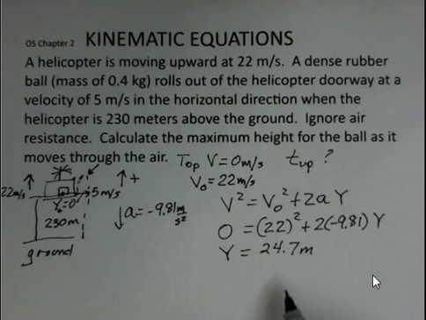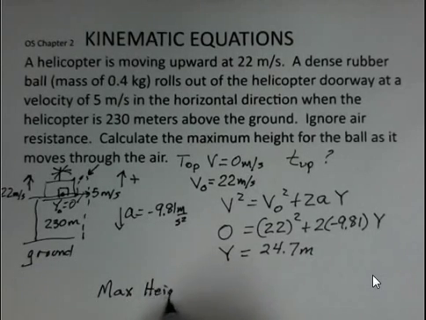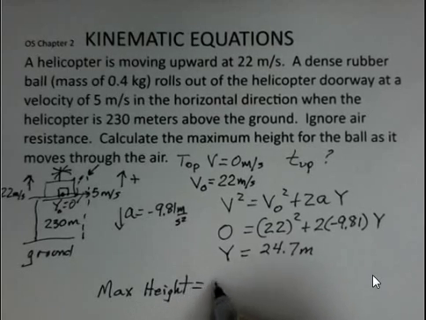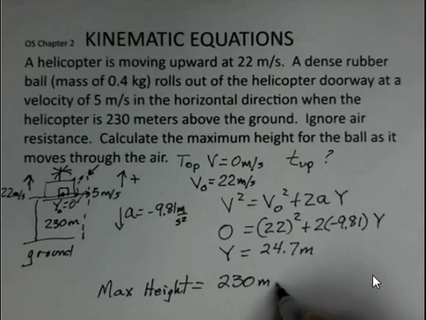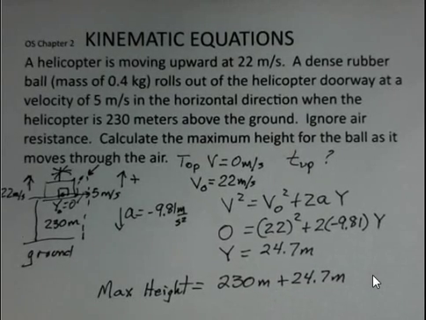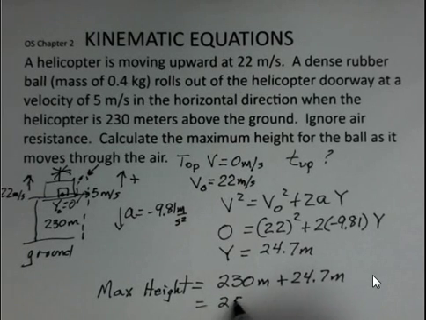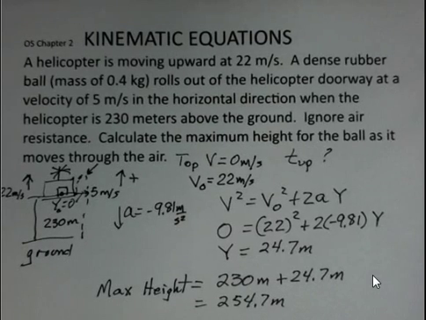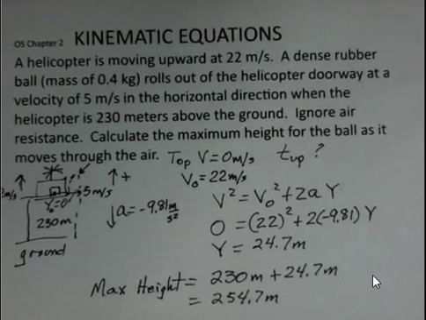So maximum height for the ball above the ground will equal 230 meters. That's where this motion started, plus 24.7 meters. So we're up at 254.7 meters. That's the maximum height of the ball. You could round that to 255 meters if you'd prefer.